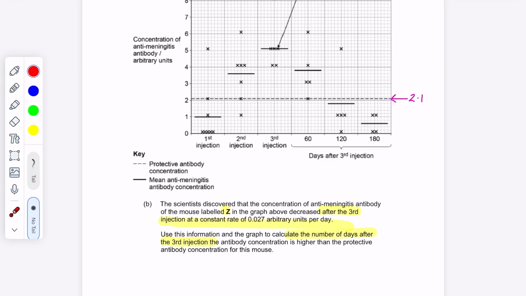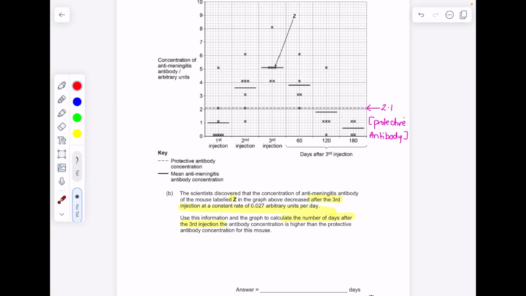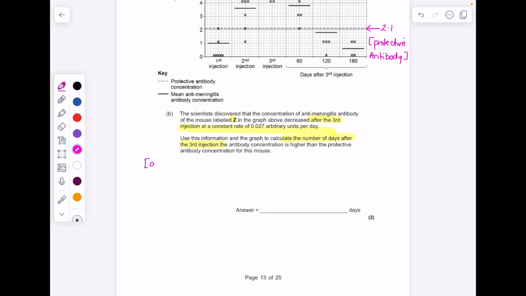So the first thing I've done is labelled the concentration of the protective antibody, which is 2.1. What about the concentration of Z? From the label of Z, we can see that the concentration of antibody here is 5.1. If you do chem, you'll know that the square brackets mean concentration. And then here we're told that the concentration decreases by 0.027 units per day. So we need to work out how many times 0.027 goes into the difference between these two values. So the difference between those two values divided by 0.027 equals 111 days.